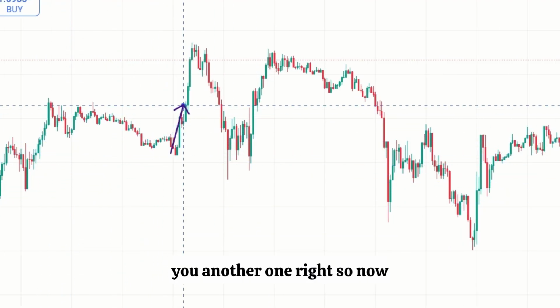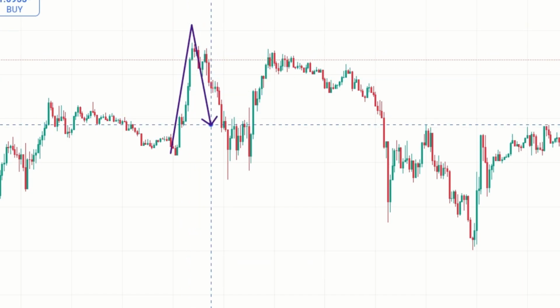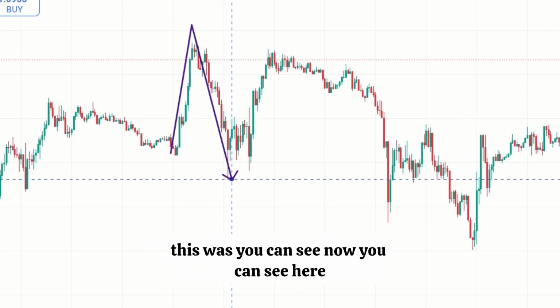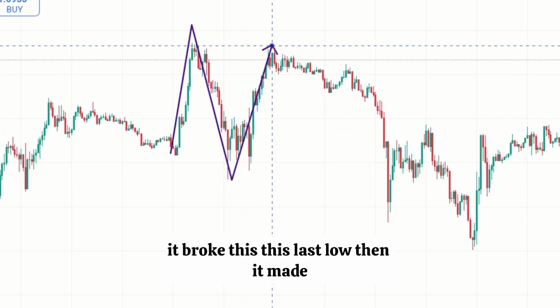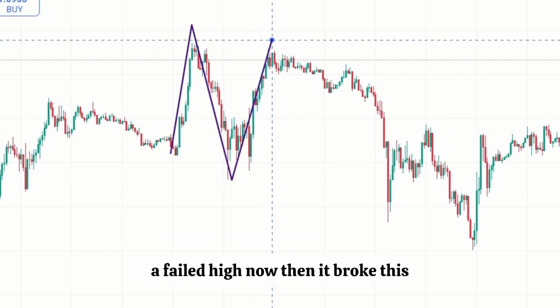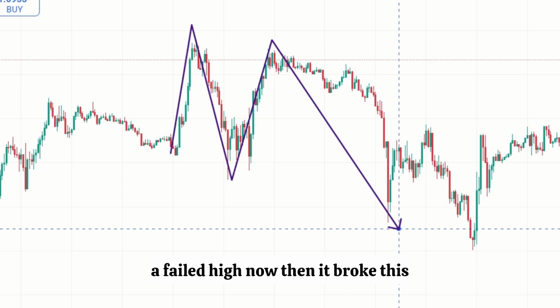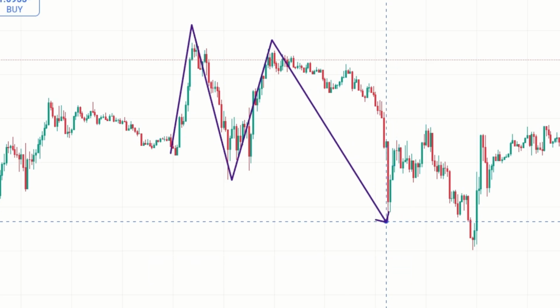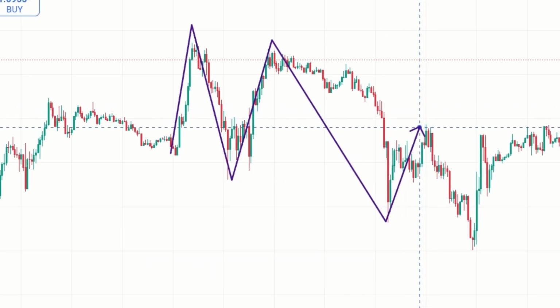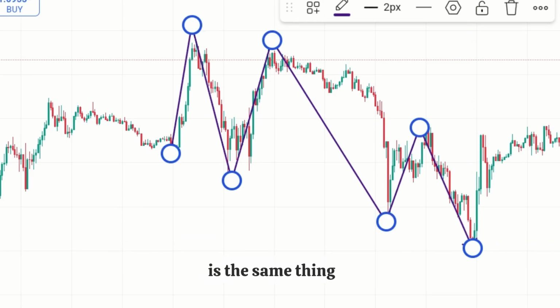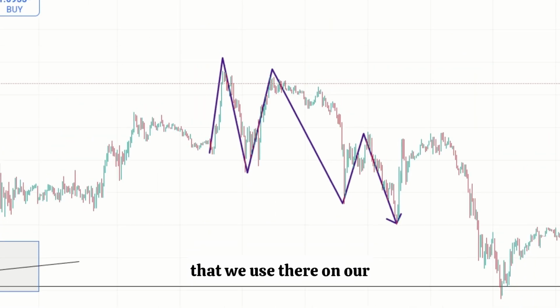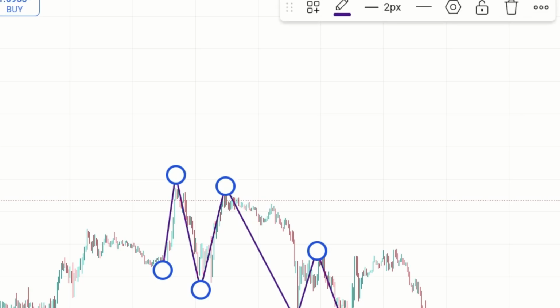Let me show you another one. That was a high. You can see here, it broke this last low. Then it made a failed high. Then it broke this low after the failed high. Then you can see it went back, then boom, it sold. This is the same thing that we used there in our bullish example.